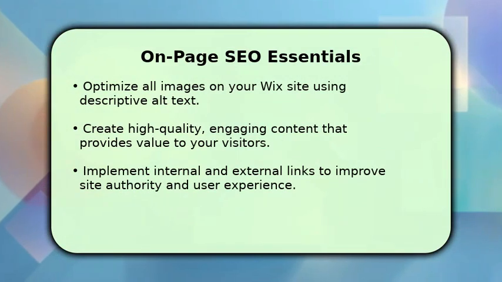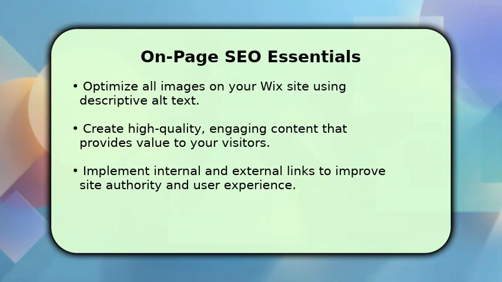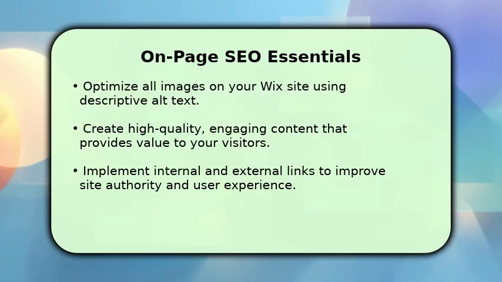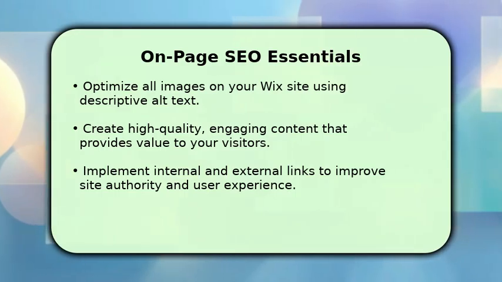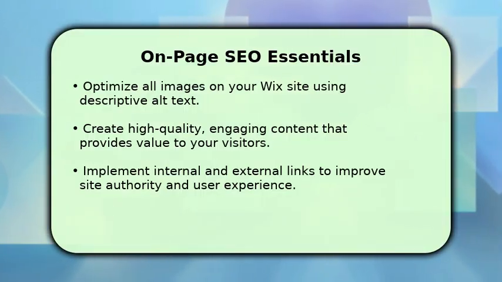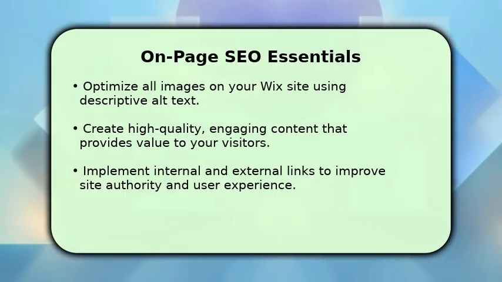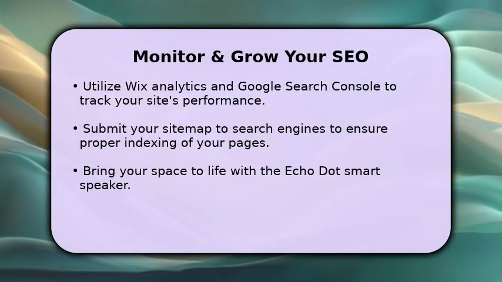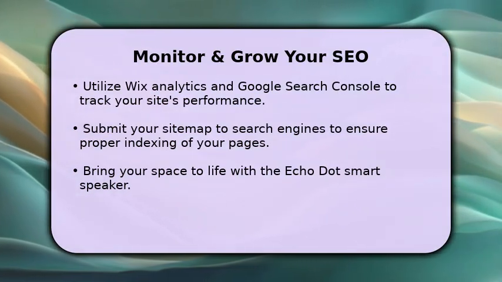Now, let's dive into on-page optimization. Always add descriptive alt text to your images. This helps search engines understand your visuals and improves accessibility. Focus on creating valuable, original content that genuinely helps or entertains your audience. High-quality content is key to attracting and retaining visitors. Additionally, strategically use internal links to connect related pages on your site and external links to reputable sources, boosting your site's credibility. Finally, monitoring your SEO performance is vital for continuous improvement.